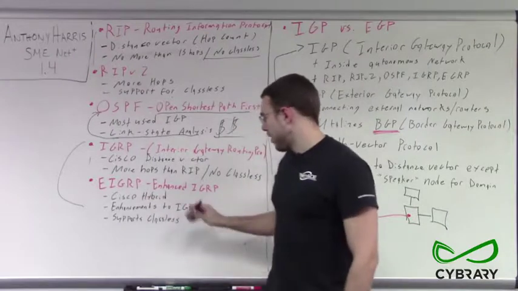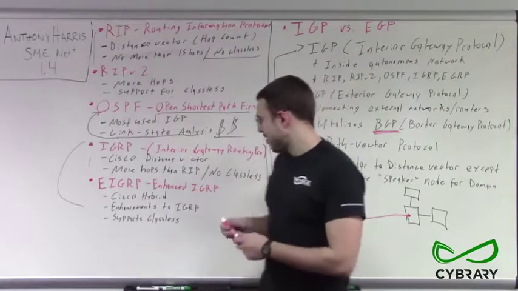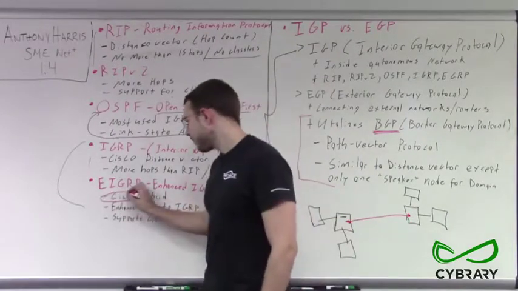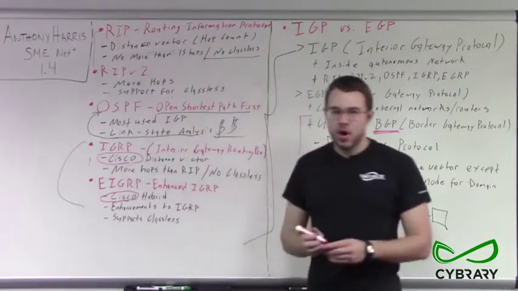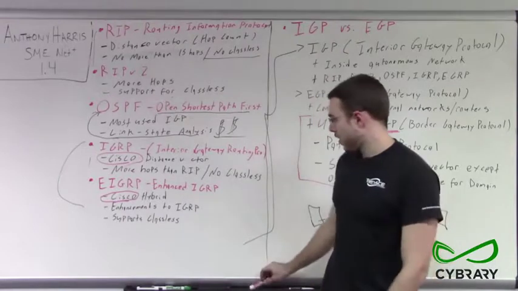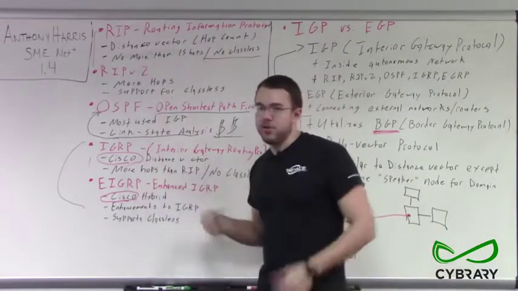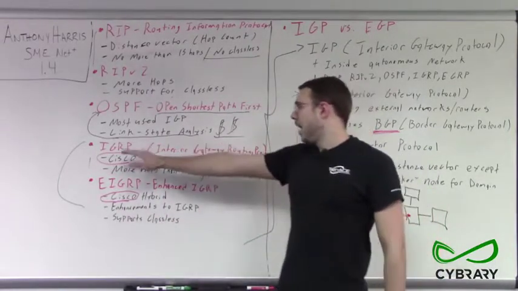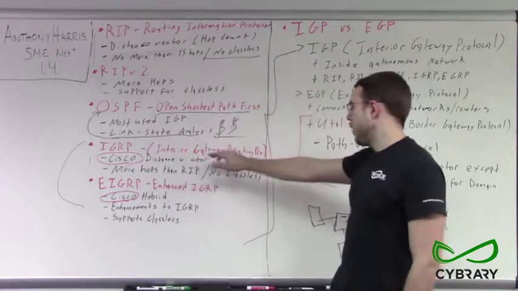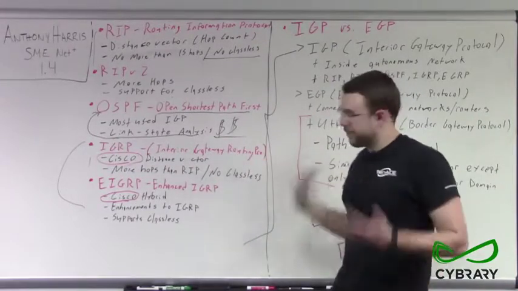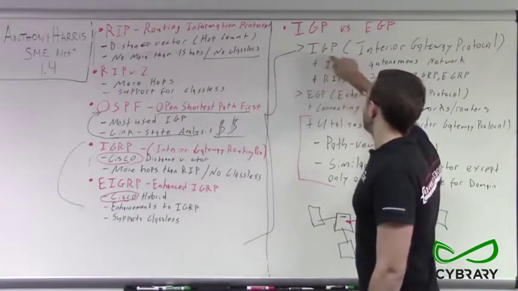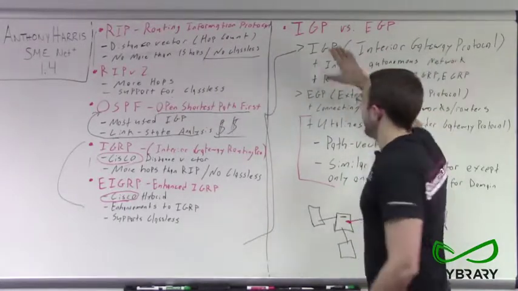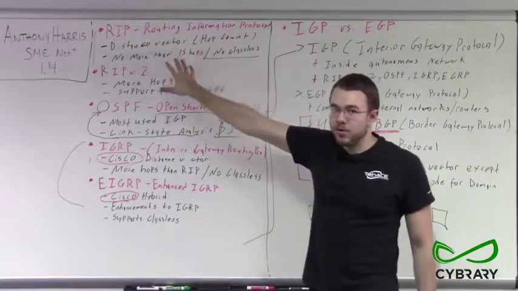IGRP and eIGRP are both Cisco. So these will be on Cisco routers. They are Cisco protocols, so you'll see them there. IGRP stands for Interior Gateway Routing Protocol. So don't get it confused with standard IGP. IGP, Interior Gateway Protocol, contains all of these other protocols.